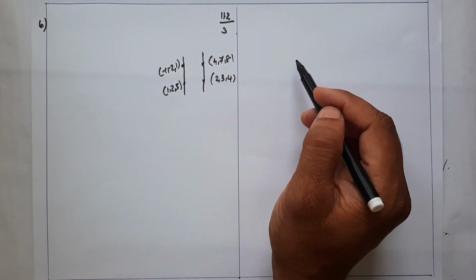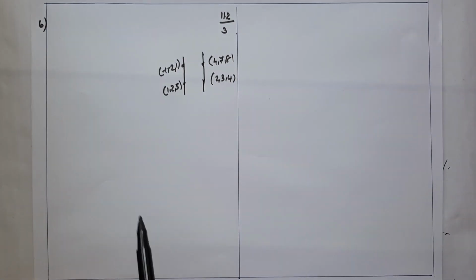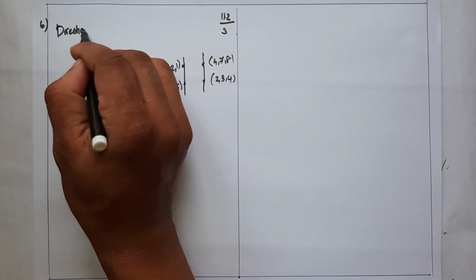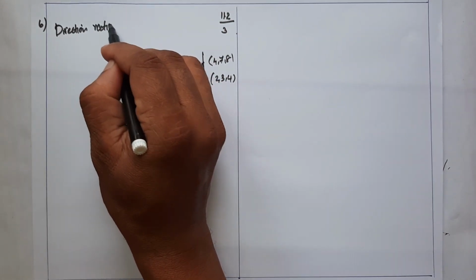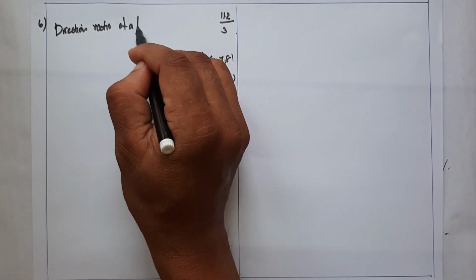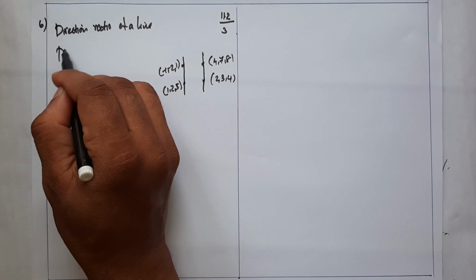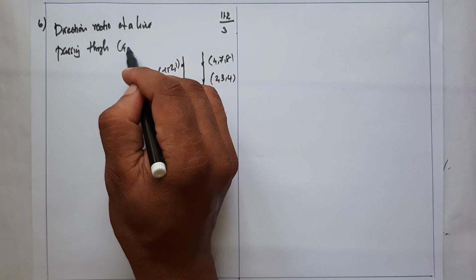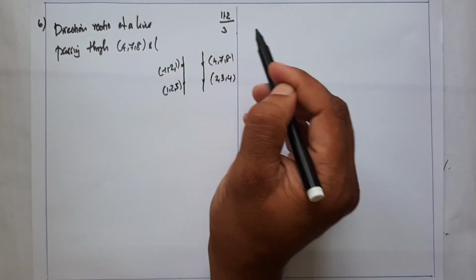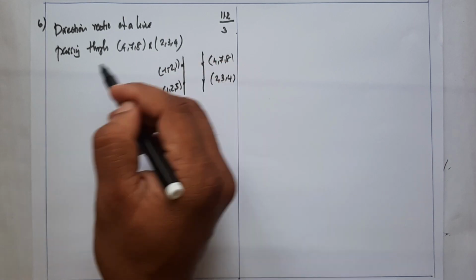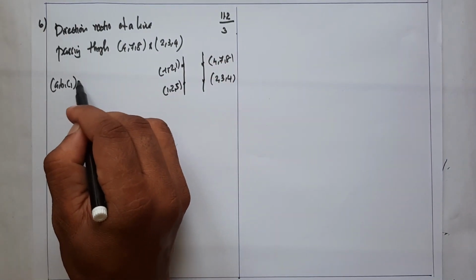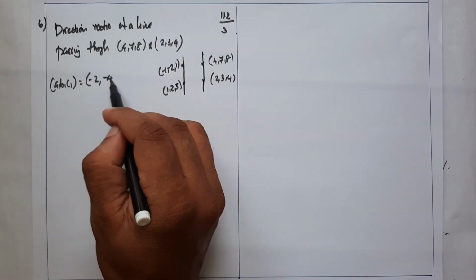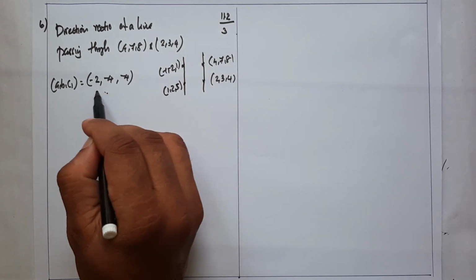Similar to the last question, first of all we find the direction ratio of the line passing through 4, 7, 8 and 2, 3, 4, denoted by A1, B1, C1, which by the formula is 2 minus 4 is minus 2, 3 minus 7 is minus 4, 4 minus 8 is minus 4.